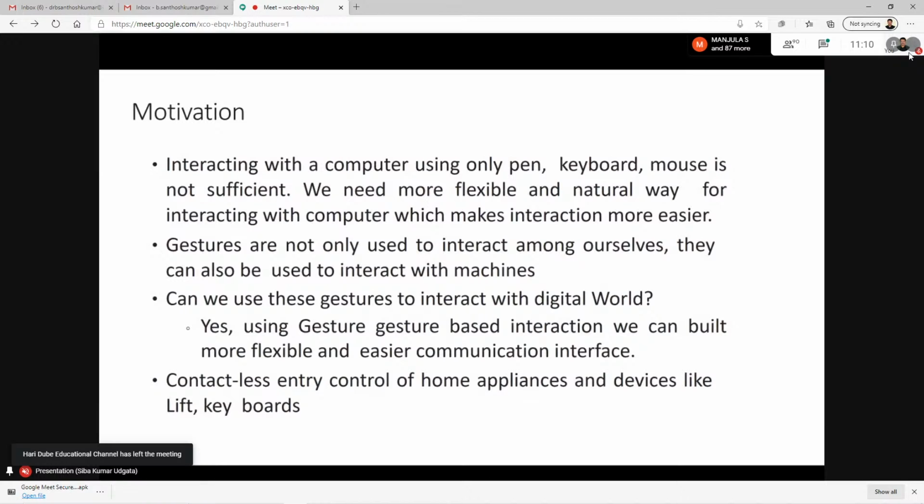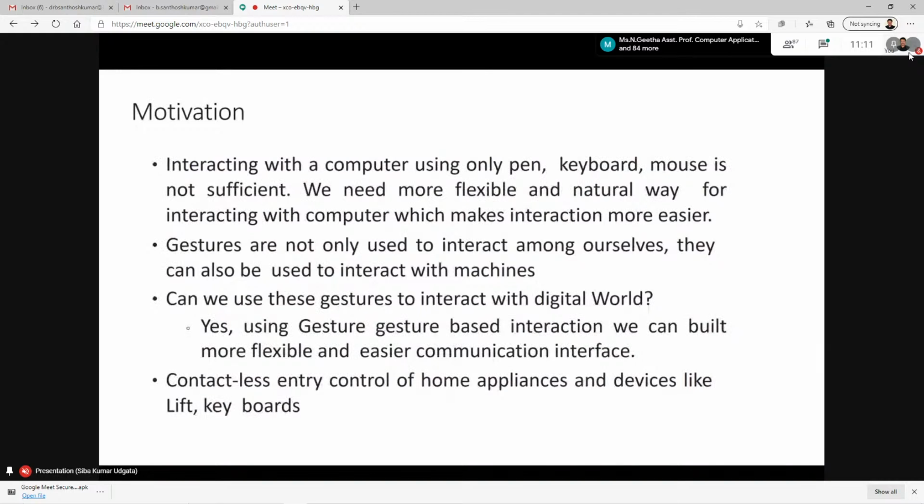The motivation is that interacting with computers using only a pen or a keyboard or a mouse is not sufficient. We need a more flexible and natural way of interacting with computers, which makes the interaction easier. Gestures are not only used to interact among ourselves, they can also be used to interact with machines. Now, you can have a camera; that kind of work is already there. If there is a camera, you gesture in front of it, but that requires a different type of setup. But suppose I have an Apple Watch or a Fitbit, can I use a small gesture recognition sensor and try to recognize what I'm trying to say without any camera, without anything?